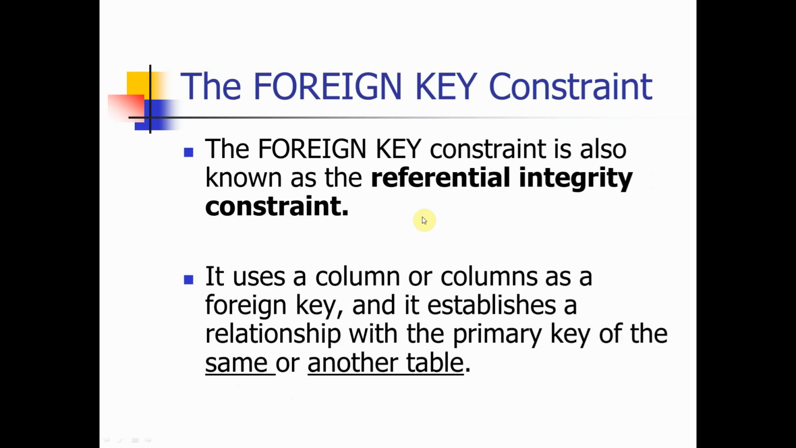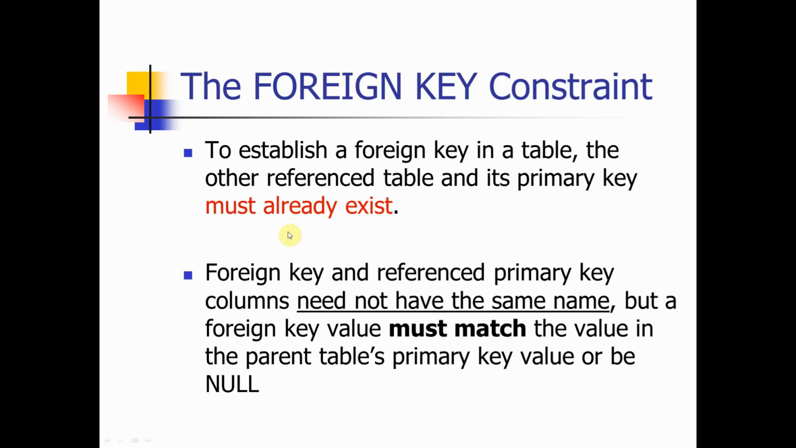The foreign key constraint is also known as the referential integrity constraint. It is used to link two tables together. Of course, the foreign key indicates that a table's foreign key links to another table's primary key. So it uses a column or columns as a foreign key, and it establishes a relationship with the primary key of the same or another table. Most of the time, we are looking at referencing another table's primary key. However, in a recursive relationship, we are referencing the same table's primary key. This is an important thing to understand.